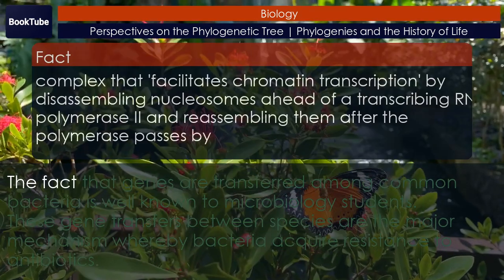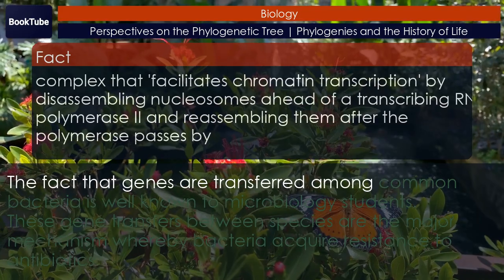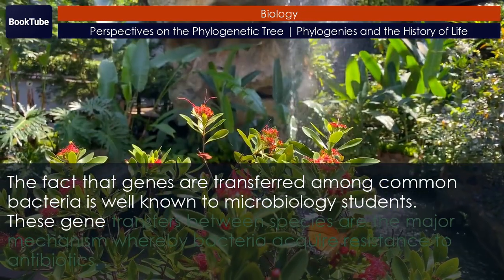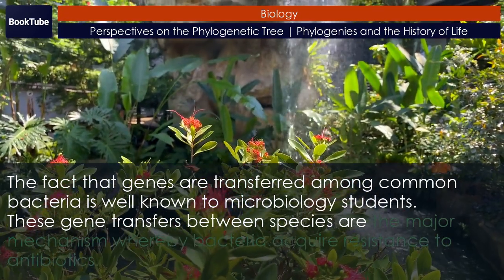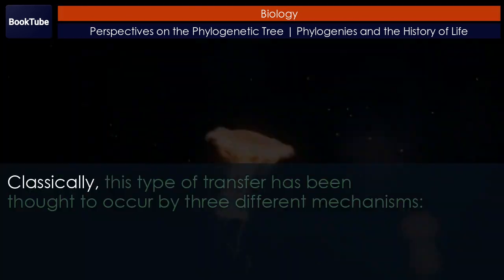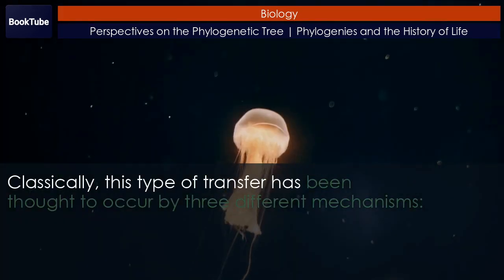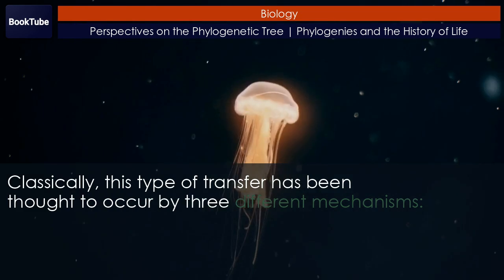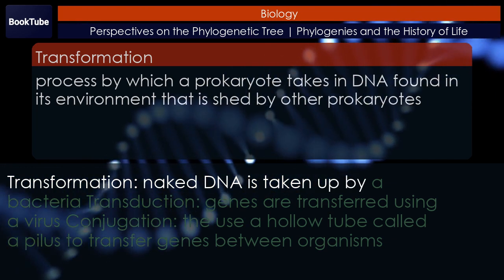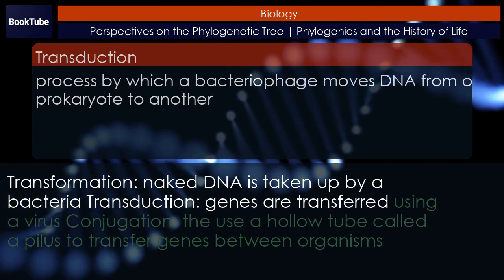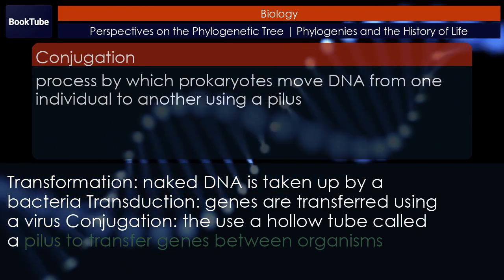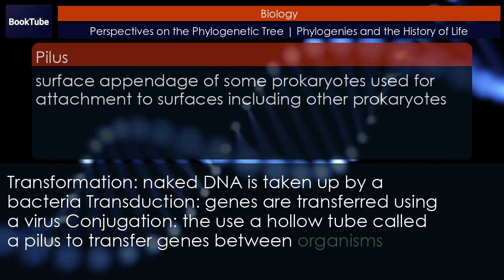The fact that genes are transferred among common bacteria is well known to microbiology students. These gene transfers between species are the major mechanism whereby bacteria acquire resistance to antibiotics. Classically, this type of transfer has been thought to occur by three different mechanisms. Transformation: naked DNA is taken up by a bacteria. Transduction: genes are transferred using a virus. Conjugation: they use a hollow tube called a pilus to transfer genes between organisms.